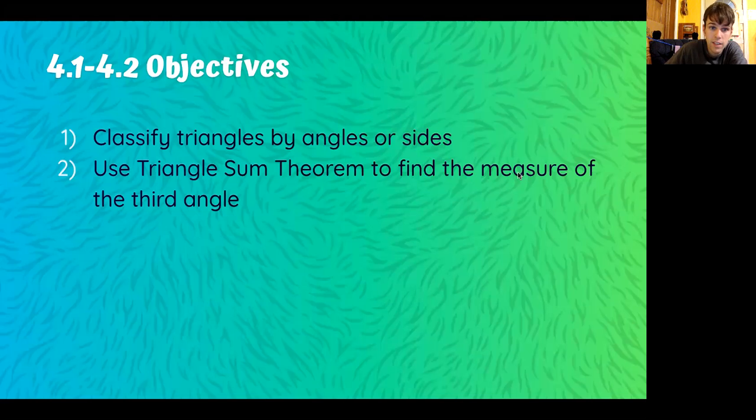So for our objectives here, basically we want to be able to classify triangles by angles or sides. Use the triangle sum theorem to find the measure of the third angle. We're going to throw these in there. There's some more stuff we're going to get at, like the specific notation that's used with triangles and other stuff along those lines.